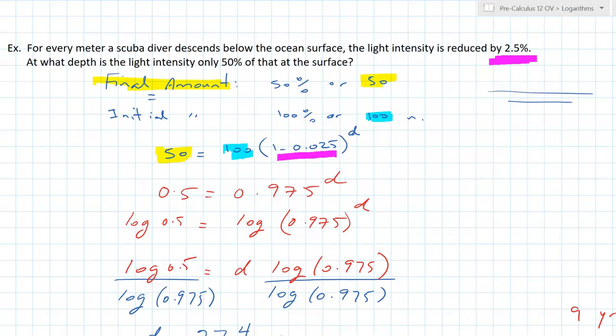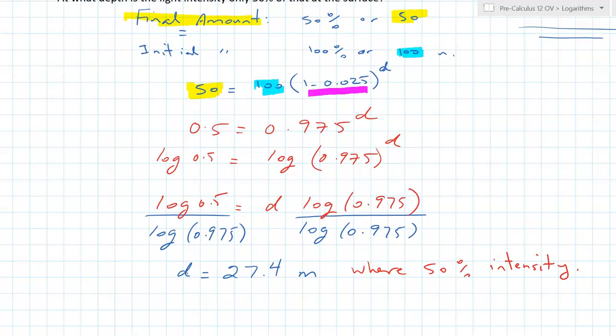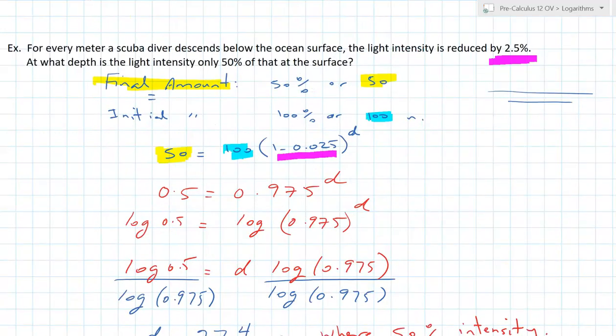At that depth, you get 50% light intensity. Okay, that's what you will get. Okay, sorry, I had to pull up the page. Here it is at d equal to 27.4 meters, where it's 50% light intensity. Okay, very good. All right, let's go to the next question.